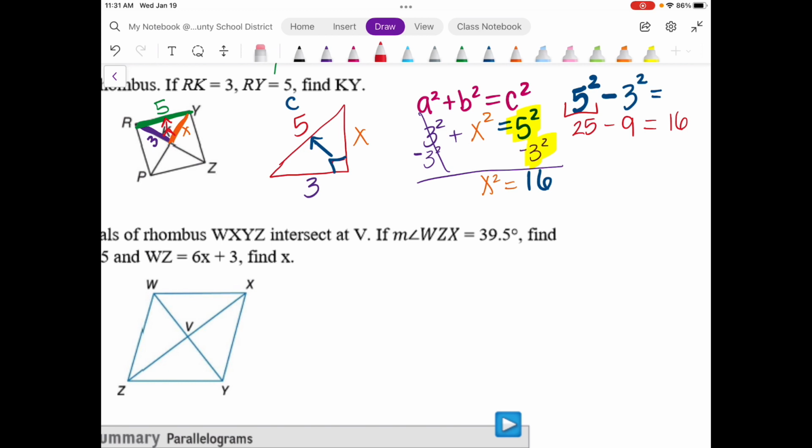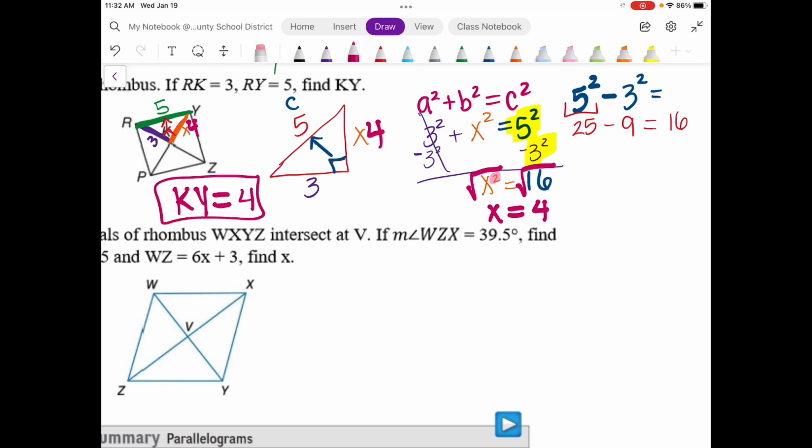Now, I'm almost done solving for x, except this is an x squared. So thinking about how I get rid of a squared, I want to square root both sides. When I square root both sides, I end up with just x on the left and then positive 4 on the right. So there it is. I found the missing side. x comes out to be 4.